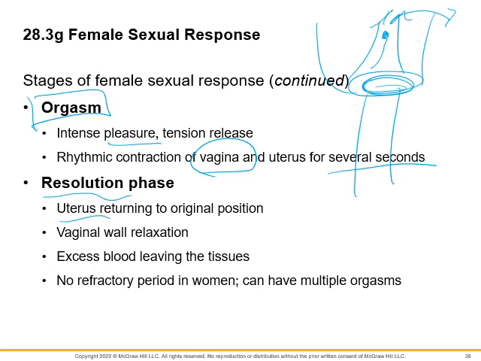In the resolution phase, the uterus returns to its normal position, the vaginal wall relaxes, and the excess blood is going to leave the corpora cavernosa and the clitoris. There is no refractory period in women. They can have multiple orgasms back to back.